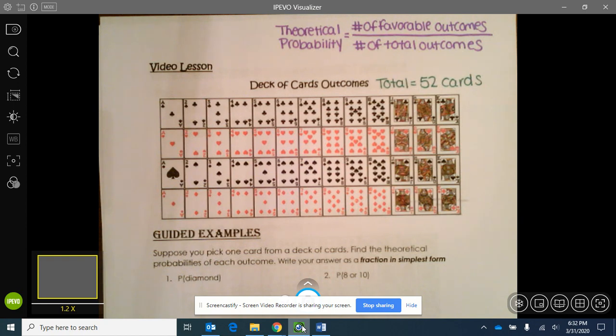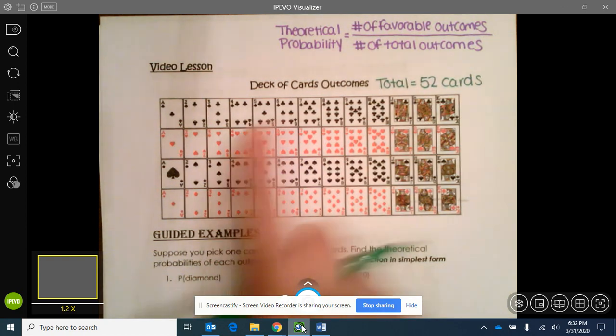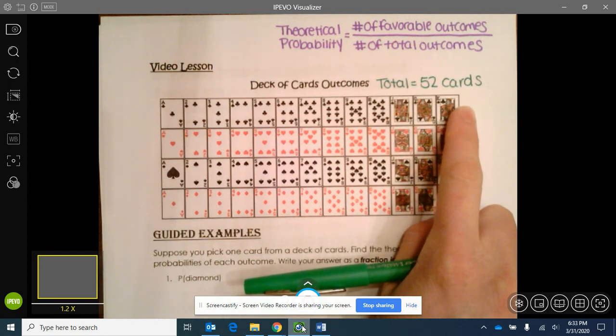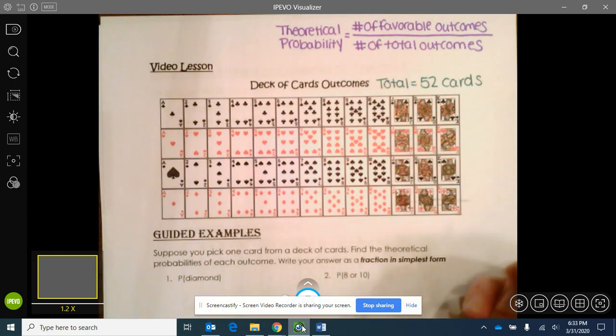a deck of cards. So I just want to go over a couple things with you if you're not too familiar with a deck of cards. In a deck of cards, there are a total of 52 cards. Now within that deck, there are what we call four suits.